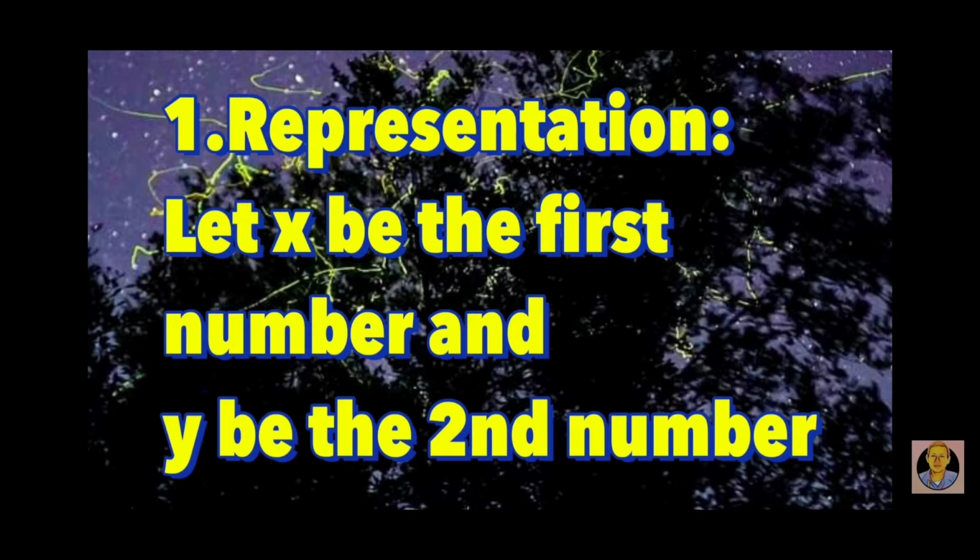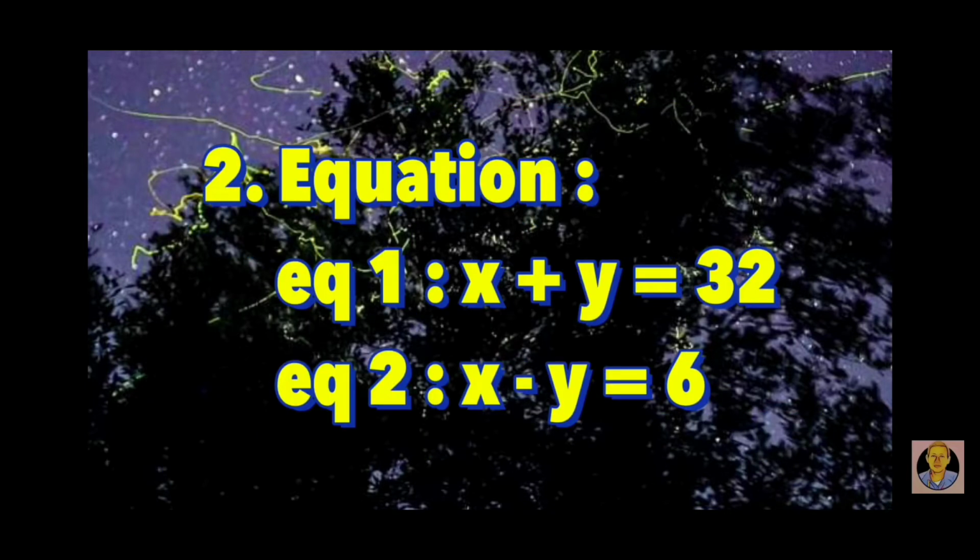One is the representation. In representation, we're going to assume that let x be the first number and y be the second number. Number 2 is the equation. So equation 1, x plus y equals 32, based on the statement of the problem, and equation 2, x minus y equals 6.